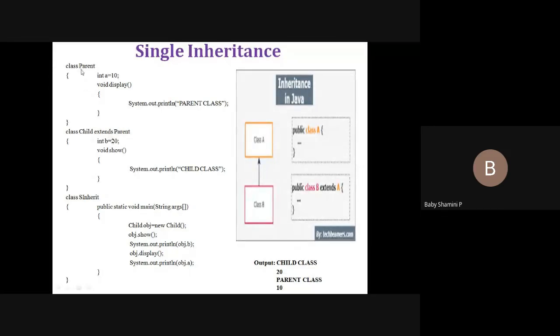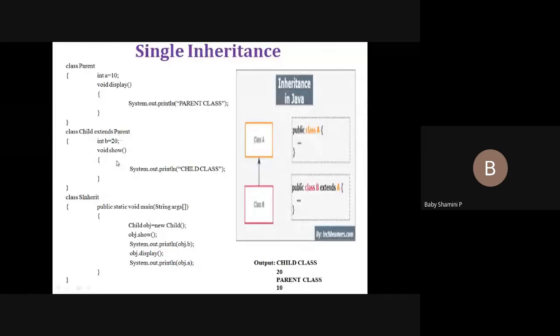First we have a base class. Next we have a child class. The child class contains its own property, that is integer b equal to 20, and a void show method. These are the properties of the child class. And if you are using extends of parent, this is the inheritance concept. So it extends properties from base also.